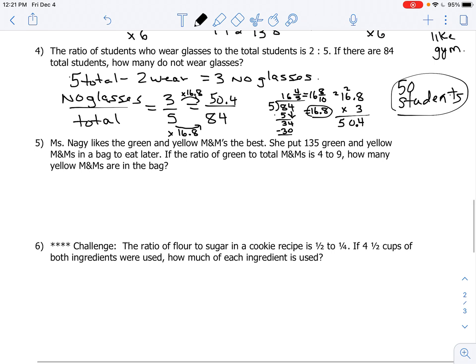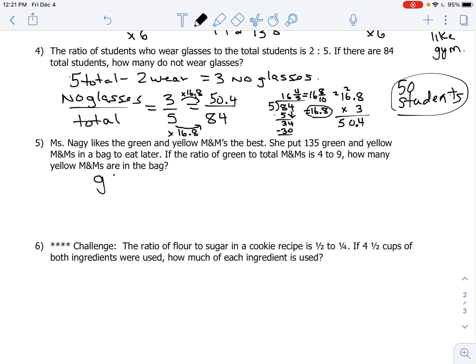All right, let's go on to number 5. Miss Nagy likes the green and yellow M&Ms the best. She put 135 green and yellow M&Ms in a bag to eat later. If the ratio of green to total M&Ms is 4 to 9, how many yellow M&Ms are in the bag?